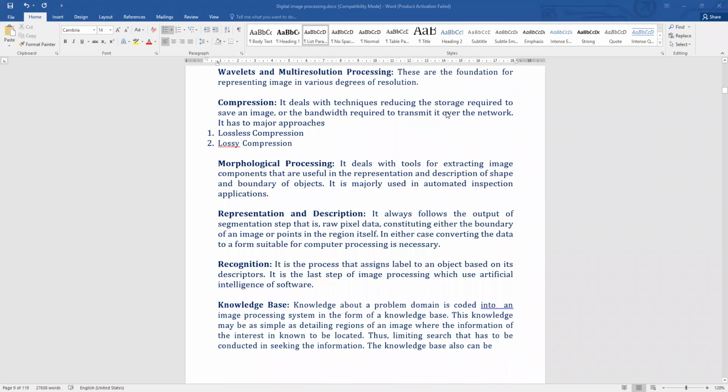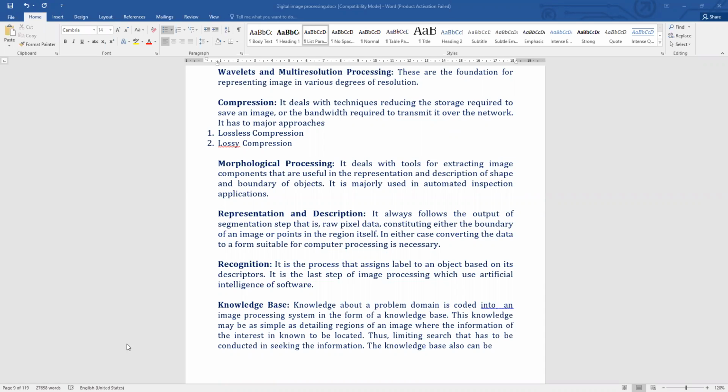Fine. So next is representation and description. It always follows the output of the segmentation step, that is raw pixel data constituting either the boundary of an image or points in the region itself. In either case, converting the data to a form suitable for computer processing is necessary. Recognition क्या है? It is a process that assigns a label to an object based on its descriptors. So it is the last step of image processing, which involves the artificial intelligence of the software.